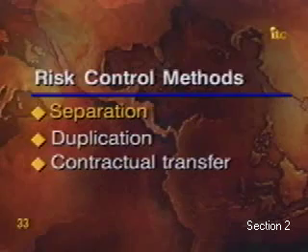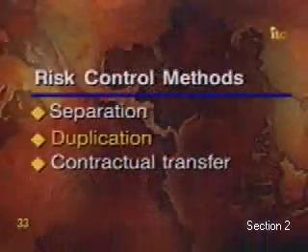Controlling risks using separation means that an organization will organize its activities or disperse its assets so that no single loss can completely disrupt its operations. For example, an organization may have a policy that prohibits key administrators from flying together on the same airplane.